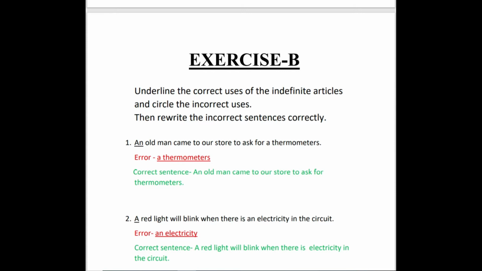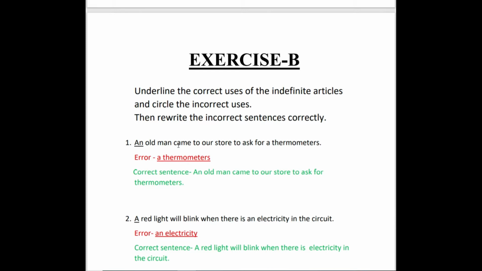What does it mean? It means we have to go for correct uses as well as the errors. We have to see if the indefinite article appropriately fits the sentence, then you will underline it. And if here comes any wrong uses, then you have to circle them. Let's find out what we have to do in this question. 1.